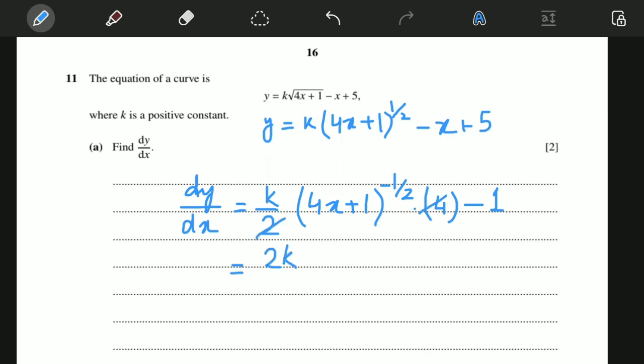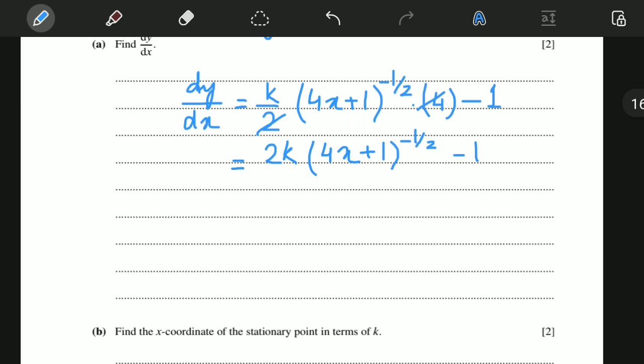Okay, so now it's going to be 2k (4x plus 1) to the power minus 1 by 2, minus 1. This is our derivative. Or you can write it in the fraction form: 2k over 4x plus 1 under the root.